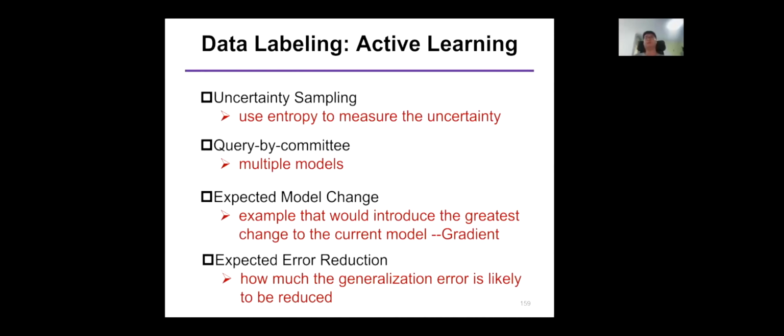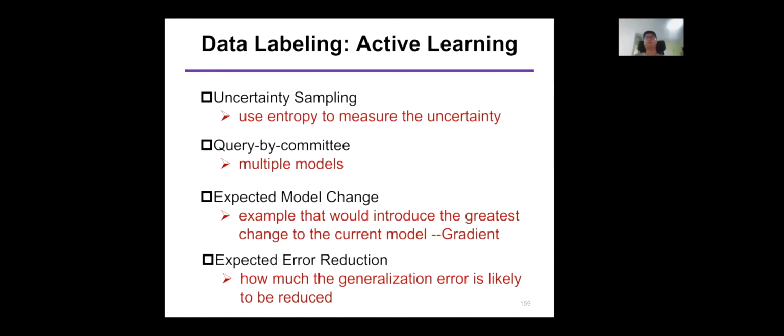First is uncertainty sampling. It's very simple. We just use entropy to measure the uncertainty. The second one is query by committee. The basic idea is similar to the previous one. You test multiple models and use the uncertainty of the multiple models to select the data objects you need to label.